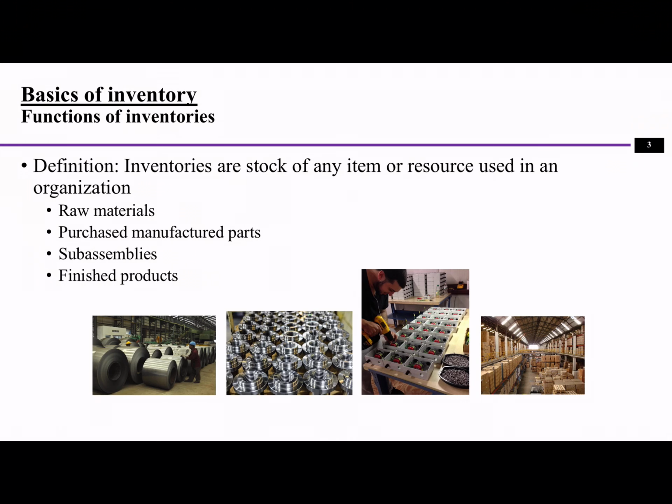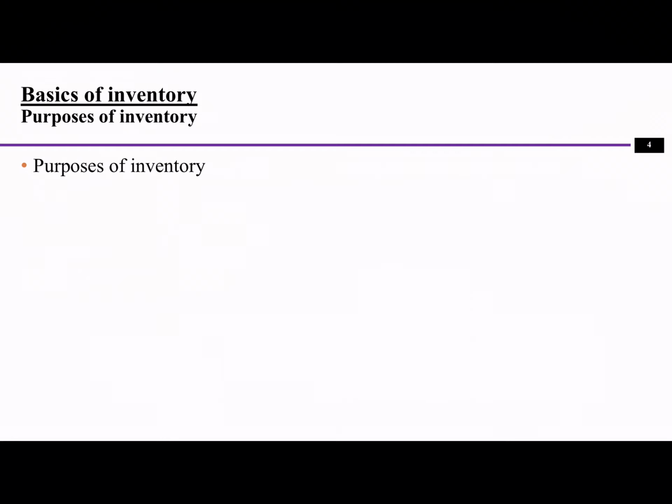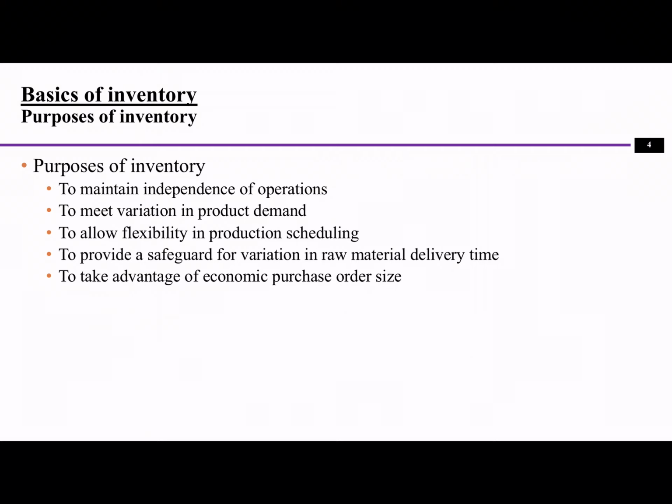And you can see some of the pictures of how the inventories are held. It can be a row of steel sheets, aluminum sheets on the shop floor. It can be parts. It can be some really little screws or little parts, or it can be finished products in the warehouse. All right, so the purpose of inventory, we talked a little bit about that.